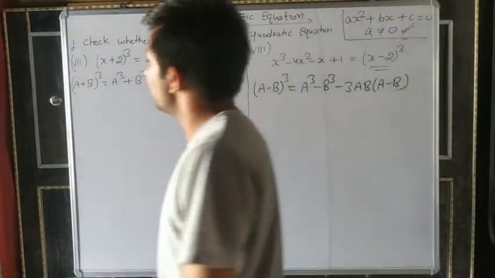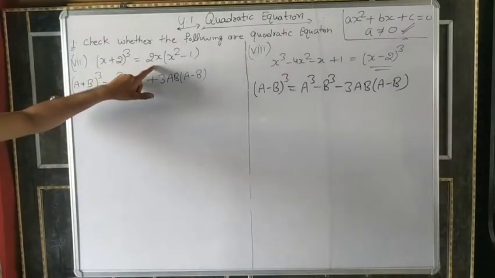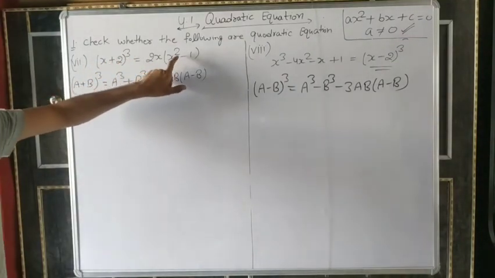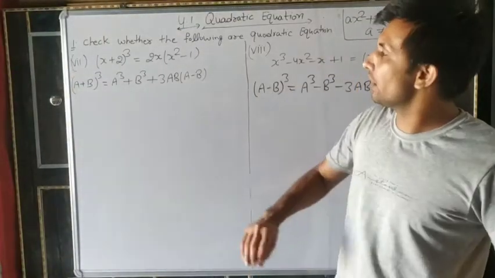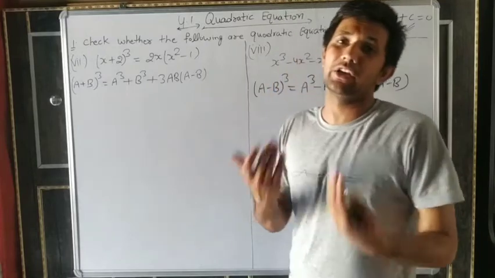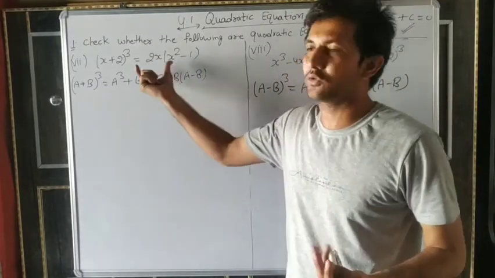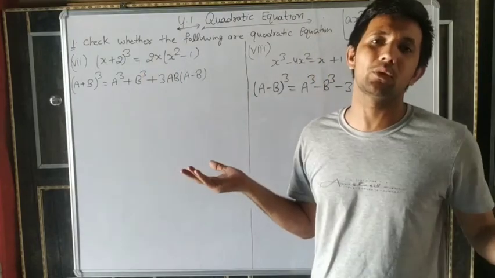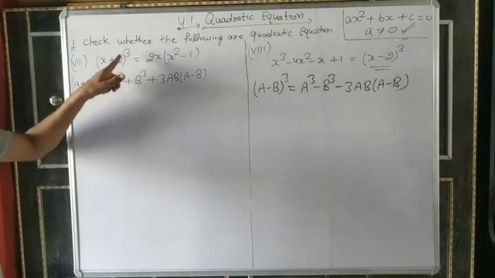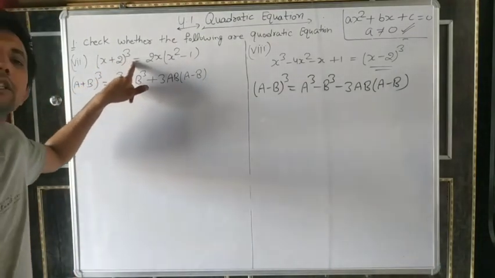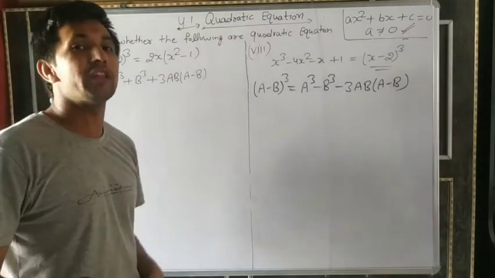In the 7th part we have been given (x plus 2) whole cube equal to 2x into (x square minus 1). Always remember one thing, you can never tell whether it is a quadratic equation or not only by saying. Only by seeing the question you cannot say, sir, it is not a quadratic equation. Because some students say, sir, here the power is 3, so it means it is a cubic polynomial. No, first we will solve it, then we will find.